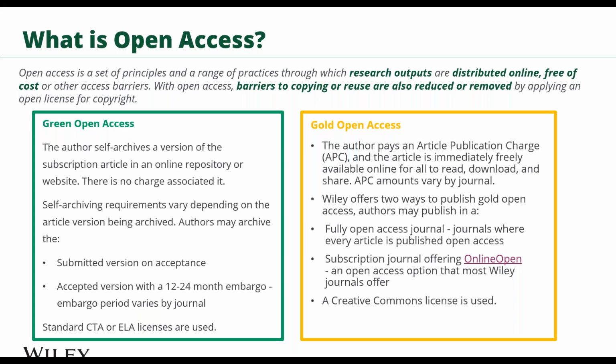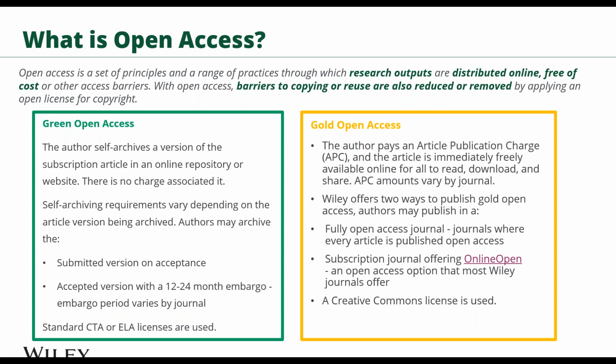So what is open access? Open access is a set of principles and a range of practices through which research outputs are distributed online, free of cost or other access barriers. With open access, barriers to copying or reuse are also reduced or removed by applying an open license for copyright. So open access is research that is available online, it's available for free, and it's available to be reused for free without requesting the copyright. However, there are different types of open access, and I'm just going to cover the 2 most common types.